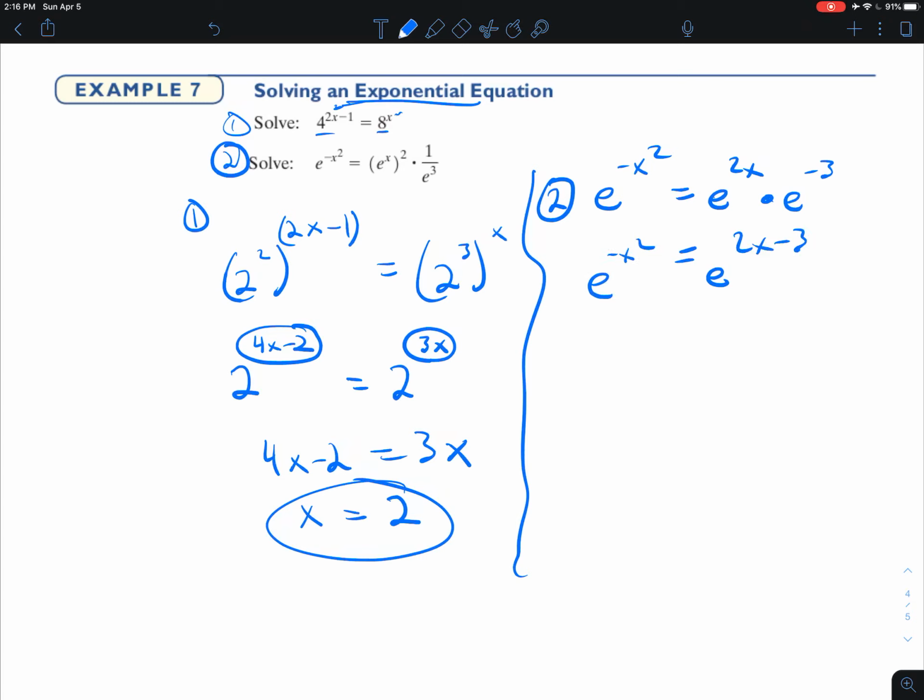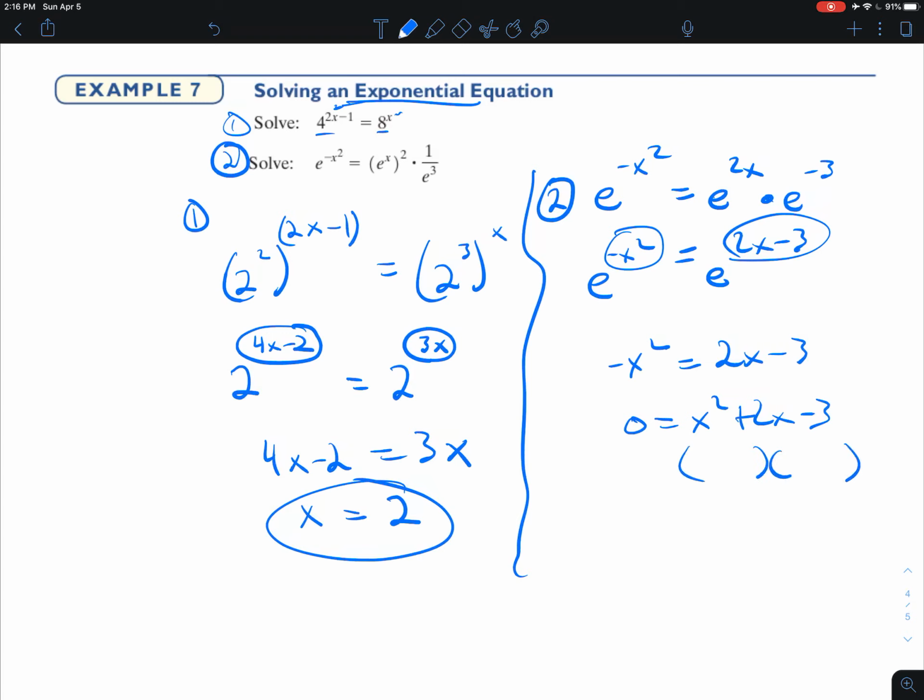And this is e to the negative x squared. Now that I've got e over here to that power and e to that power, negative x squared must be equal to 2x minus 3. So 0 equals x squared plus 2x minus 3. It's looking like a factor time. Let's see, 1 and 3, (x plus 3)(x minus 1) equals 0. So x equals 1 and negative 3.